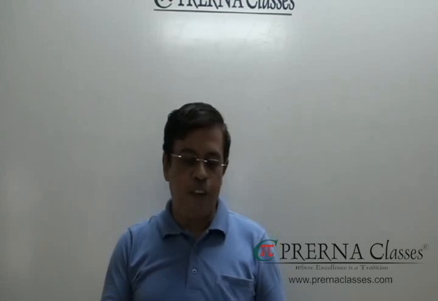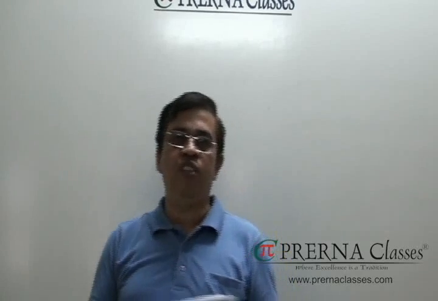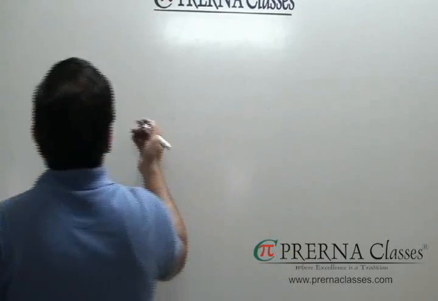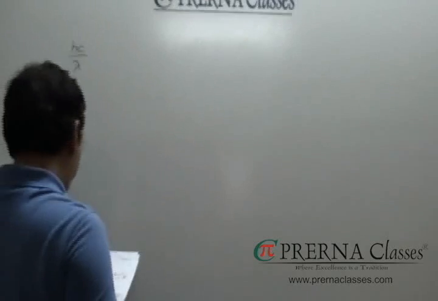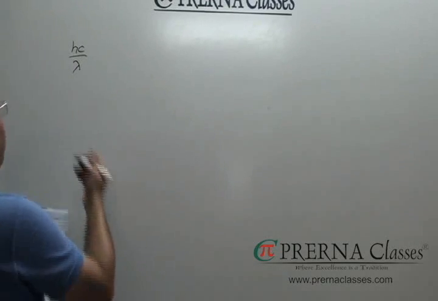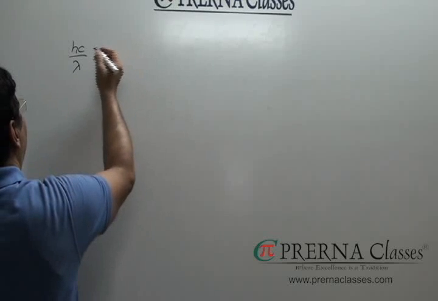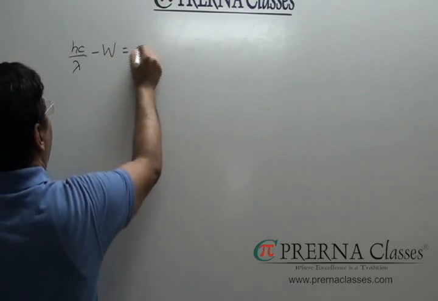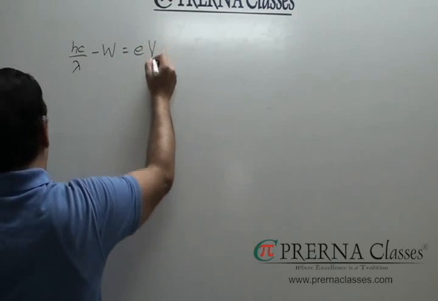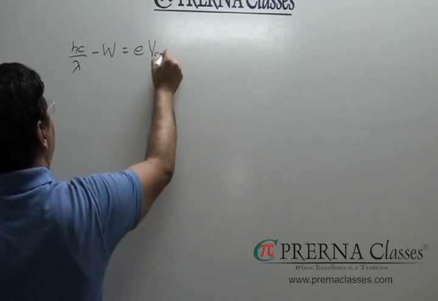Okay, the next question dealt with photoelectric effect, in which we are looking for the stopping potential in terms of the wavelength of the incident light. We know that the energy of a photon is going to be given by this. Provided that wavelength is less than the cutoff wavelength, we can then say that this minus the work function should be the electronic charge into the stopping potential.